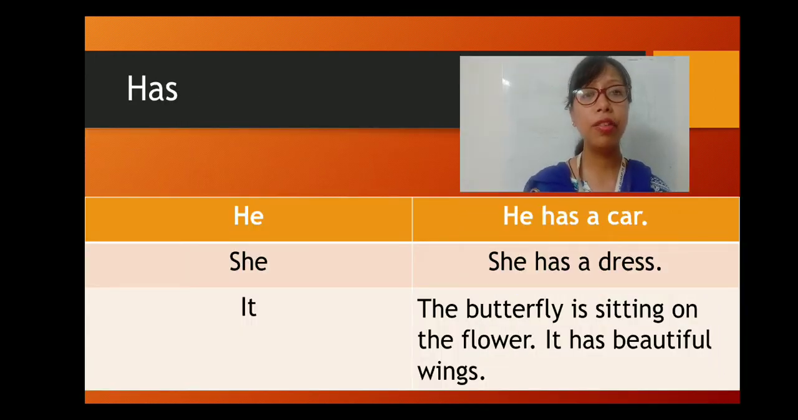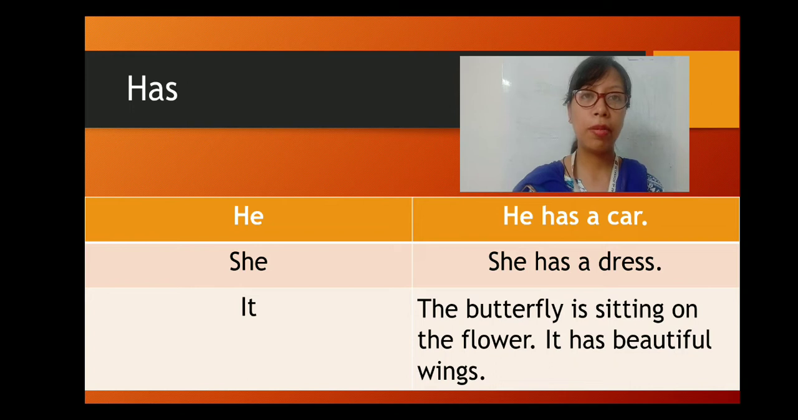Now, as you can see, we will be starting with has. We already know that we use has with the singular noun. Now, he, she, it, right? He has a car. She has a dress. It. Now, why do we use it?